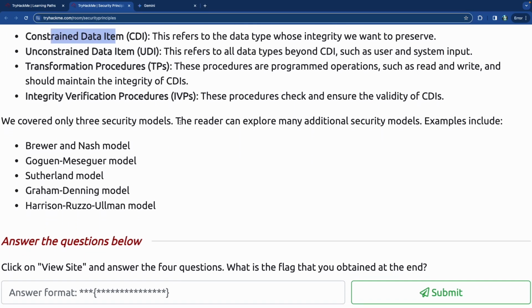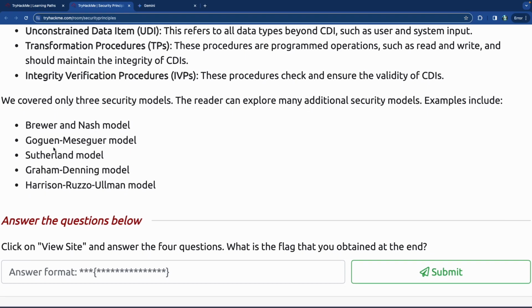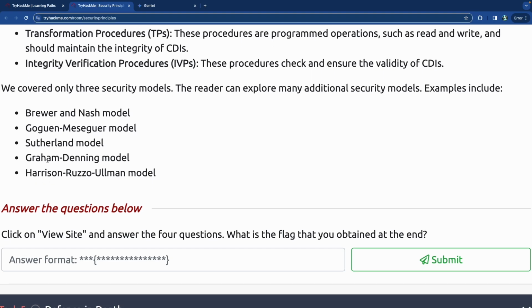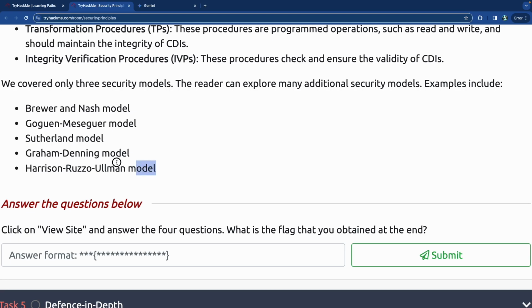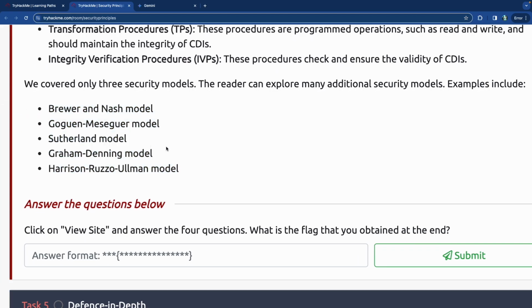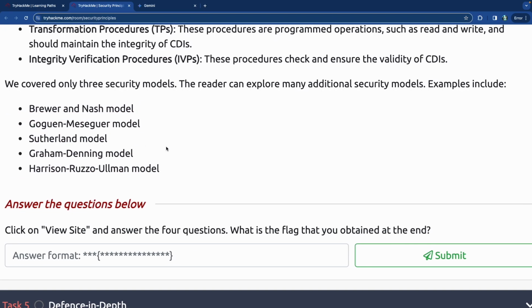We covered only three security models. I keep calling it modules. The reader can explore many additional security models. Examples include Brewer and Nash, Goguen, Meseguer, Sutherland, Graham, Denning, Harrison, Ruzzo, and Ullman. And these are good to read up on. So feel free to look those up. I'm not going to do that in this particular video, but feel free to look into that.